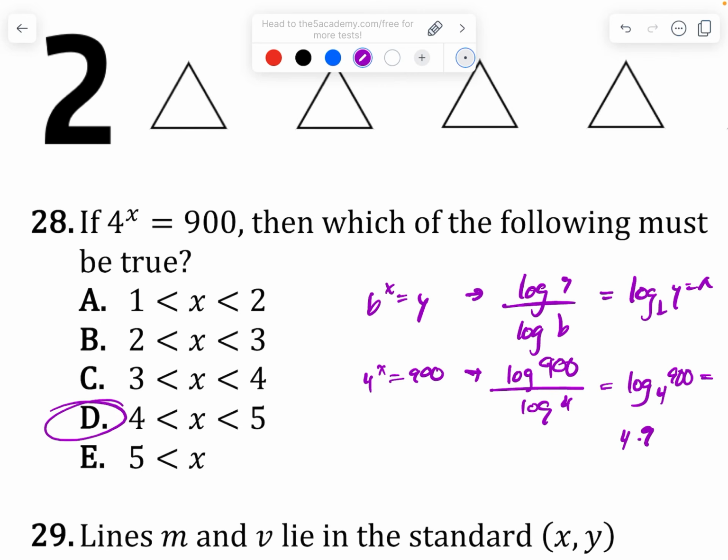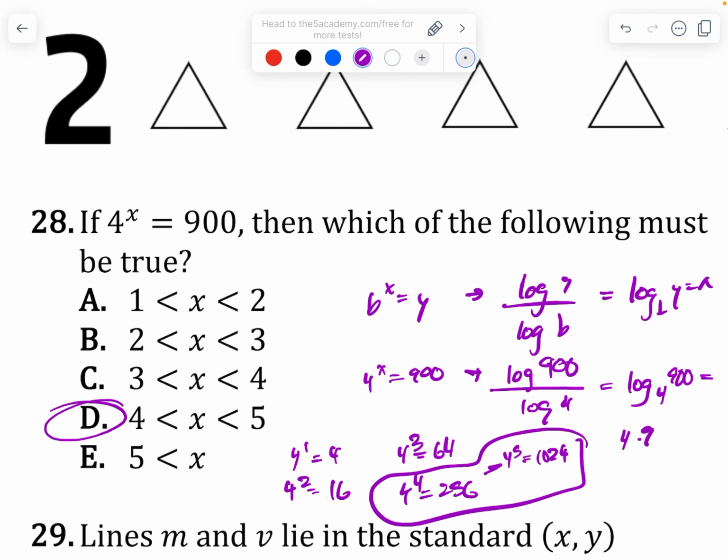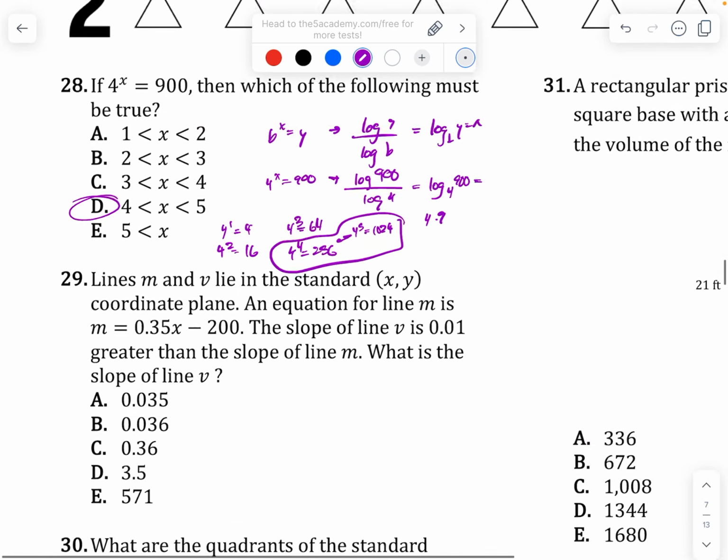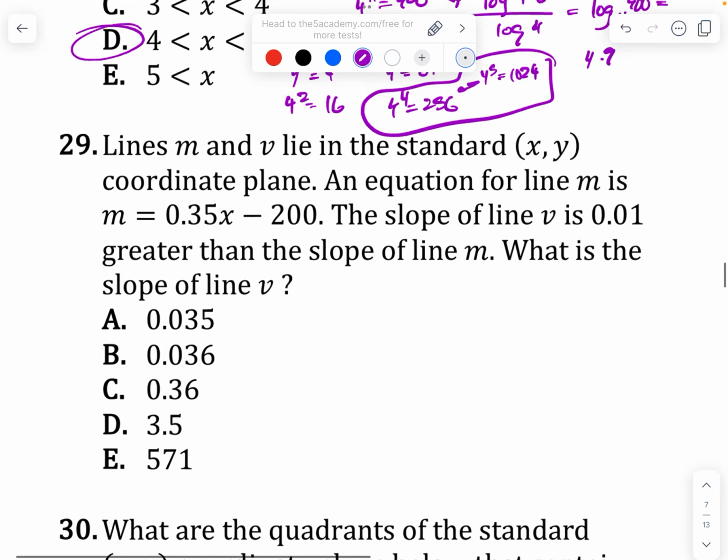Or you could just do, okay, 4 to the 1 is equal to 4, 4 to the 2 is equal to 16, 4 to the 3 is equal to 64, 4 to the 4 is equal to 256, 4 to the 5 is equal to 1024, I believe. So between here and here is where I see I pass 900. That means my answer has to be between 4 and 5. That's the fastest way to do it.